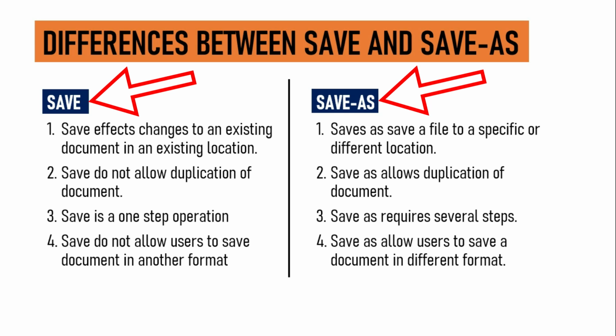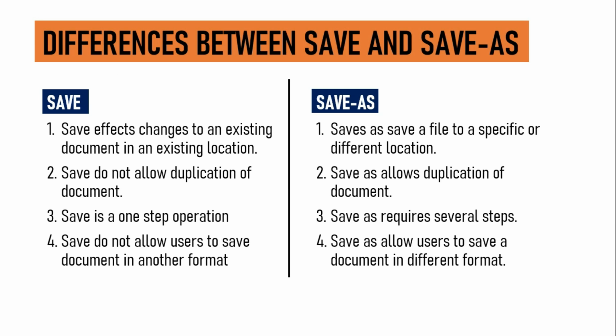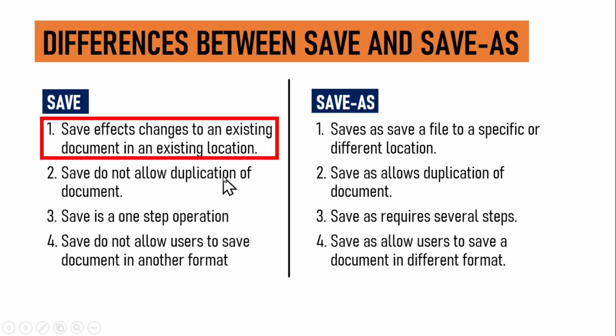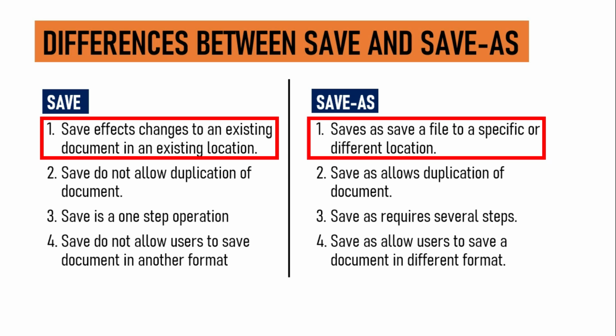Now, as you can see from this design table, I have 4 differences between the save and save as command. When it comes to the save command, this command effects changes to an existing document in an existing location. Whilst when you move to the save as, this saves a file to a specific or a different location. So, looking at this first theoretical explanation, the save affects an existing document in that same location, whilst save as can help you to save a file to a specific or a different location.